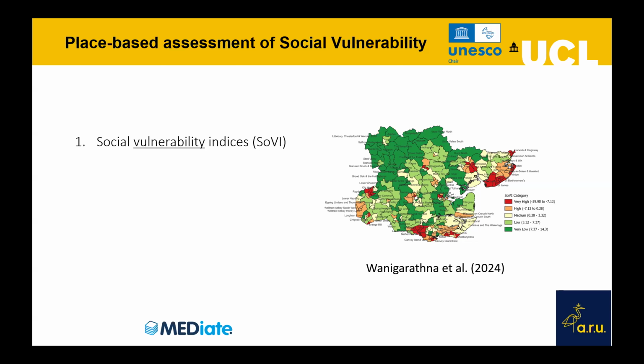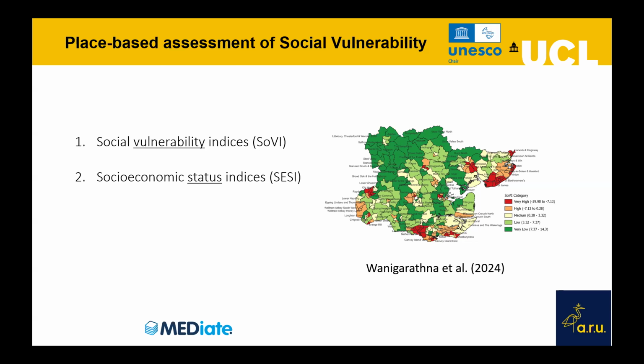So there are three different types of vulnerability assessment methods or indices we can use for decision making. The first type is social vulnerability indices, and that purely consider the vulnerable population or extent of vulnerable as people living in a particular place. Or it could be the percentage of female population in a place, or a percentage of low-paid people in a place, or a percentage of disabled people in a city or a region.